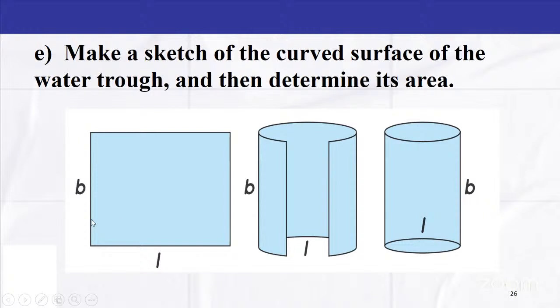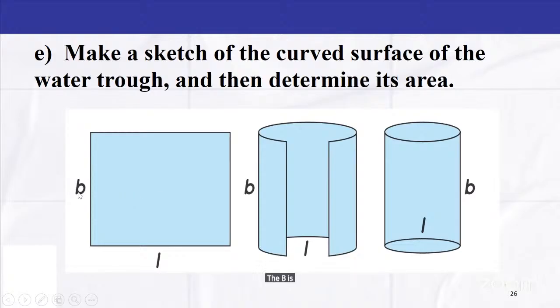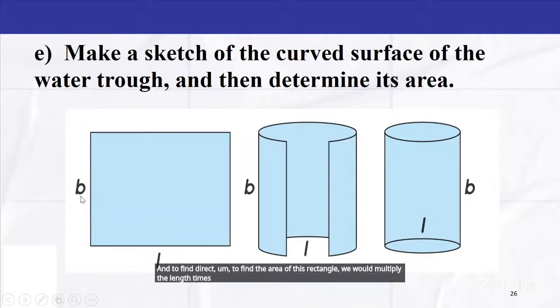All right, let me help you. If you notice that for the first diagram, let's call it a plain sheet of paper, the B is the width of the paper. The L is the length of the paper. And to find the area of this rectangle, we would multiply the length times the B, which is the breadth or the width. Okay?